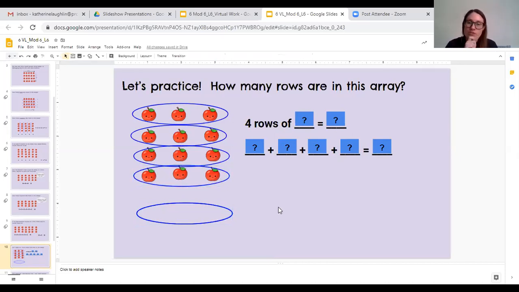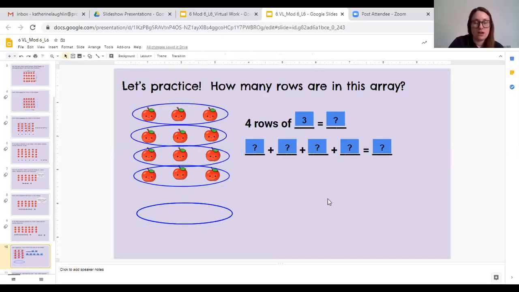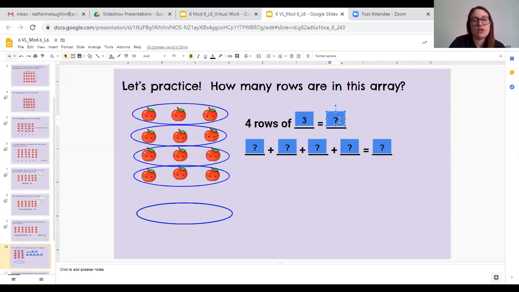How many apples are in each row? Look at one of the rows. 1, 2, 3. So I have 4 rows of 3. How many does that make in all? We can count them up individually, or we can skip count. We have 3, 6, 9, 12. So 4 rows of 3 is 12.